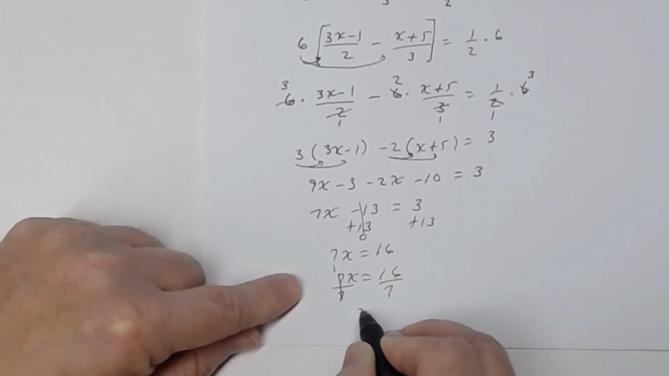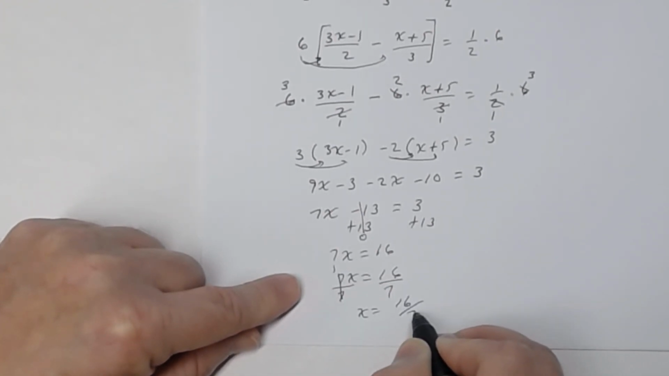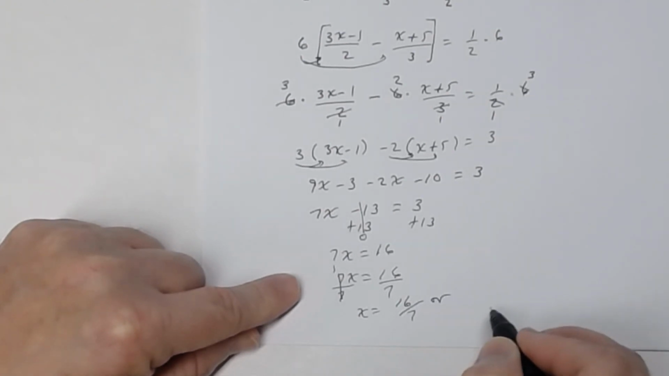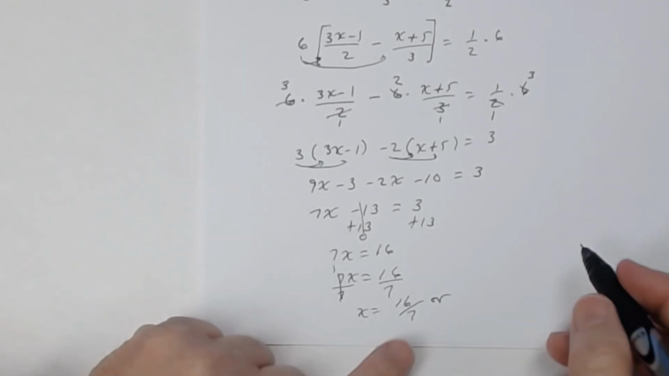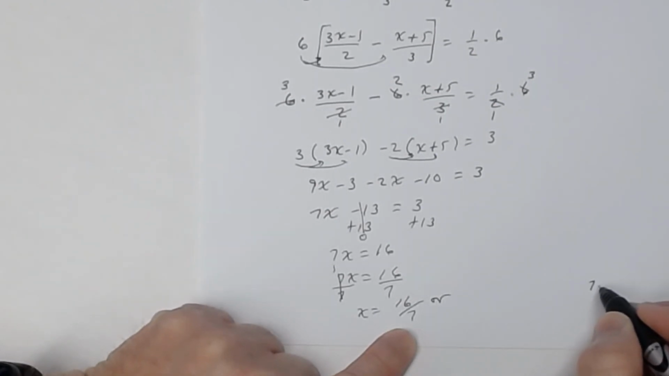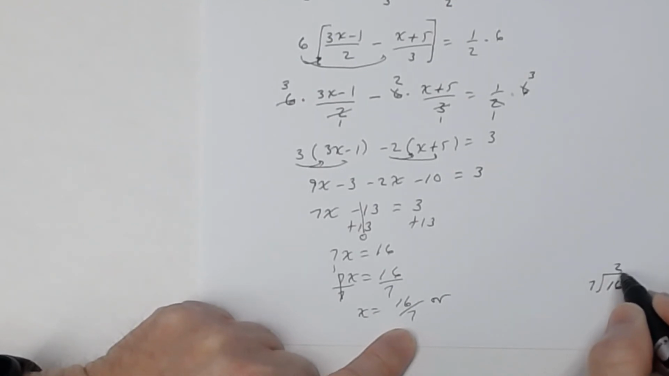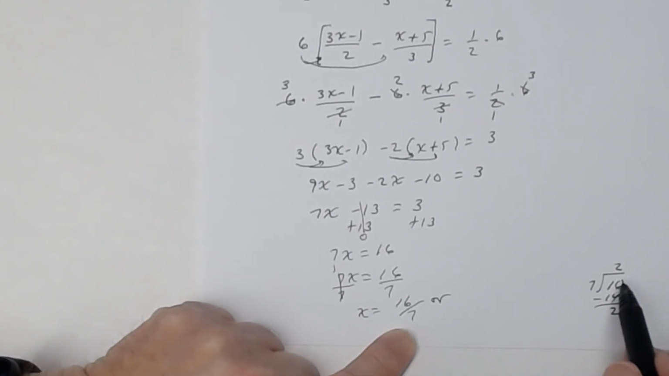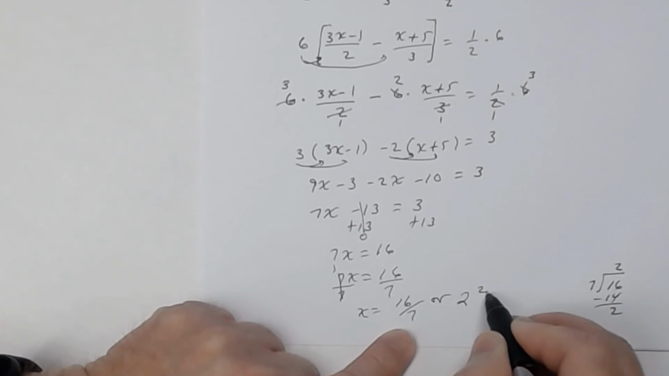1 times x is x. I get x to be 16 sevenths. And then it cannot be reduced, but if you want to, you can write this as a mixed number. So remember how to do that. You're going to divide 7 into 16. So 7 goes into 16 2 times. 2 times 7 is 14. Subtract, you get 2. And so you get 2 and 2 sevenths.